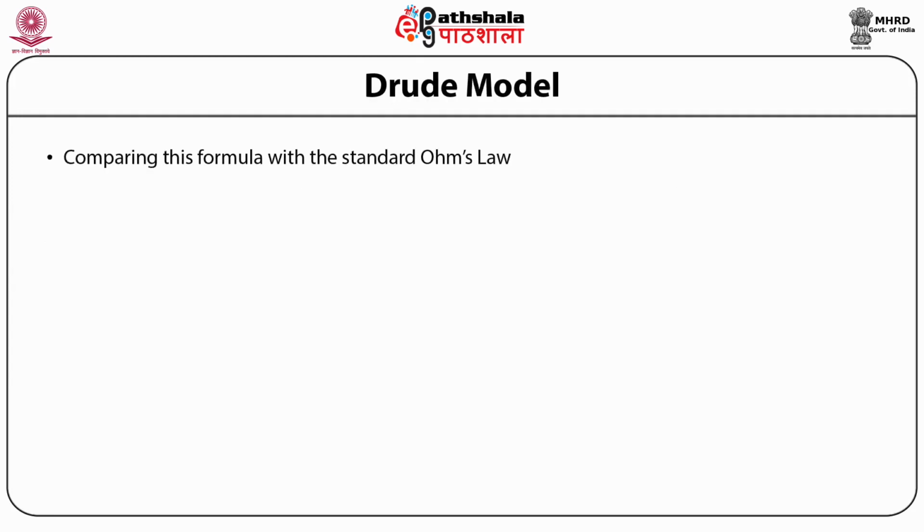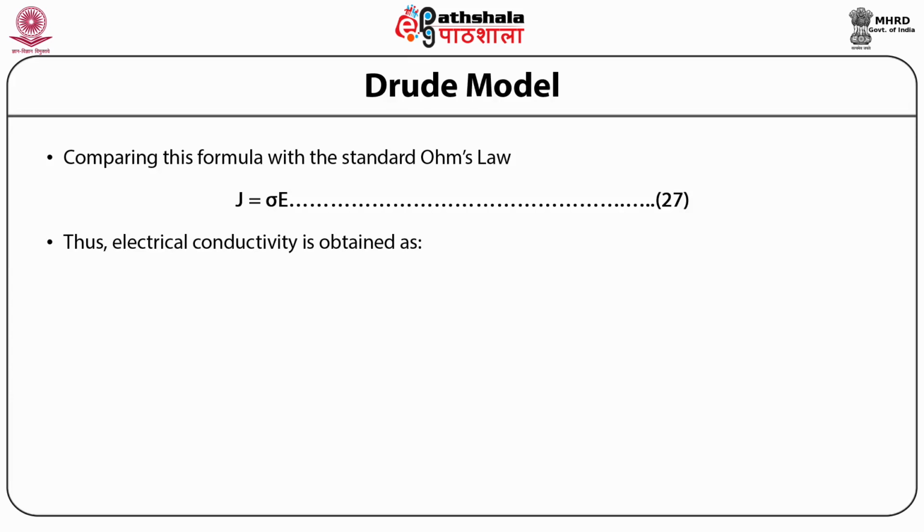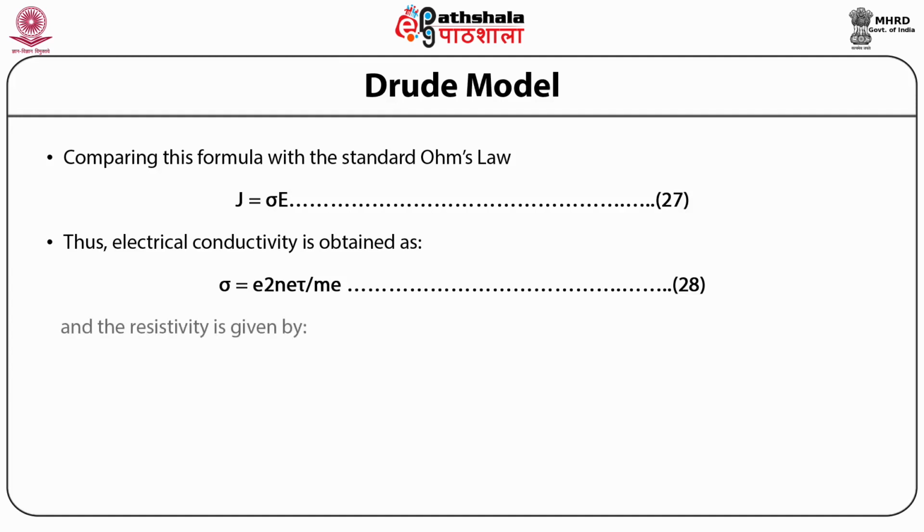Comparing this formula with the standard Ohm's law, J is equal to sigma into capital E, represented as equation 27. Thus, the electrical conductivity is obtained as sigma equal to e square into N_e into tau divided by m_e. This is represented as equation 28, and resistivity is given by rho equal to m_e divided by e square into N_e into tau. This is represented as equation 29.